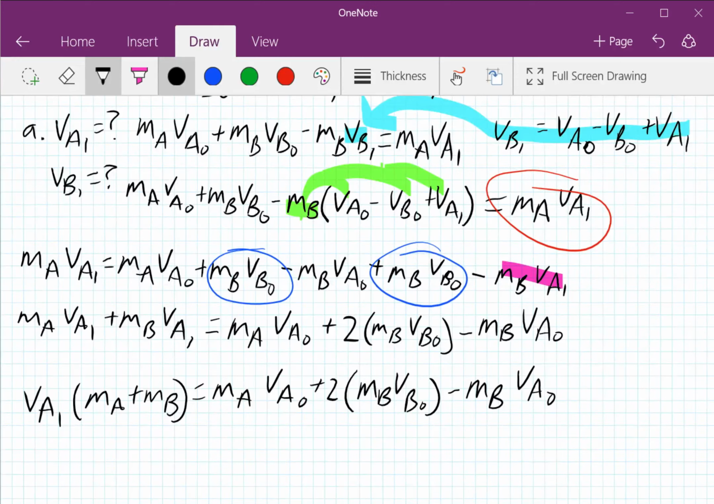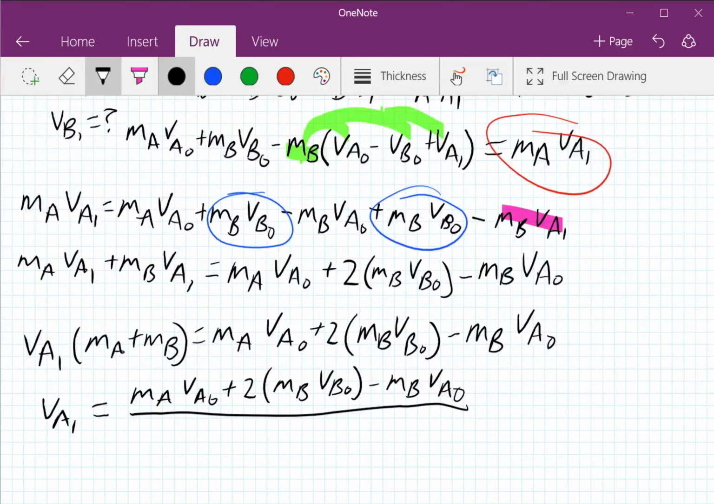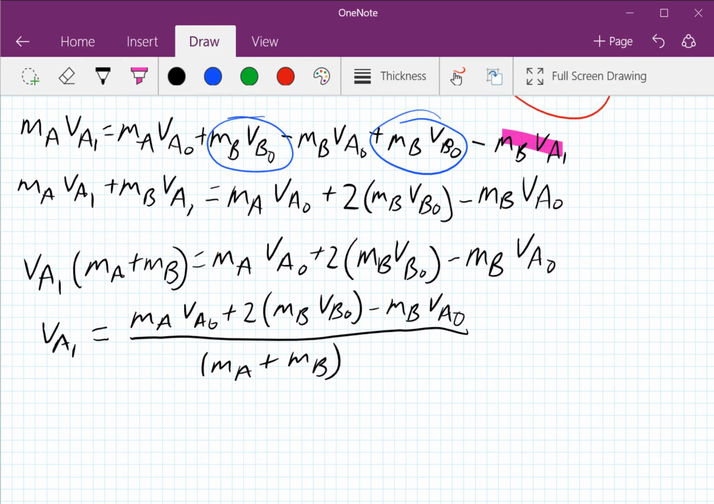Go ahead and divide by the total mass. You have VA final equals MA VA initial plus 2 MB VB initial minus MB VA initial, all over MA plus MB. So that's VA final isolated for what we're looking for. Now we can finally plug in numbers.